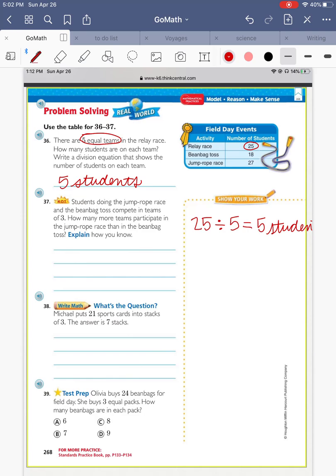Number 37. Students doing the jump rope race and the beanbag toss compete in teams of 3. How many more teams participate in the jump rope race than the beanbag toss? Explain how you know. So let's figure out the jump rope race. I'm going to put a J for jump rope. And there are 27 total kids competing, divided into groups of 3. So there are 9 teams.